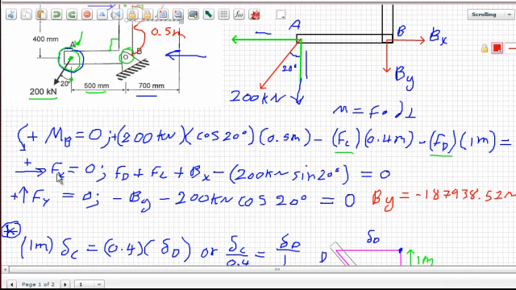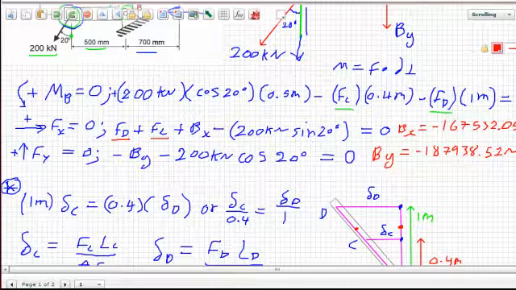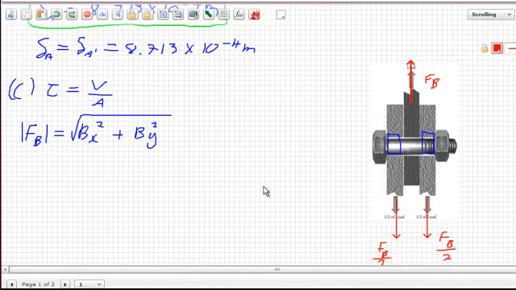So that is the y component of the force at pin B, and we're gonna use the sum of the forces in the x direction. Now we've already figured out FD and FC in part A, so we're gonna go ahead and plug those in, and all we're gonna have left is Bx. So we're gonna solve for Bx, and then we should get minus 167,532.05 newtons.